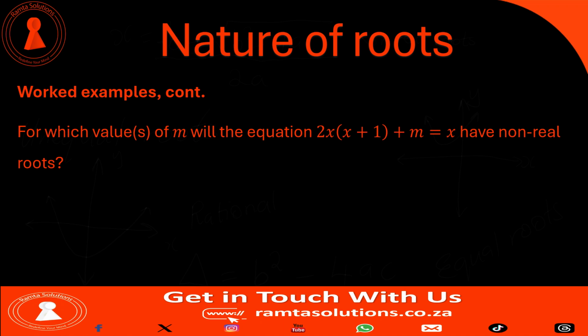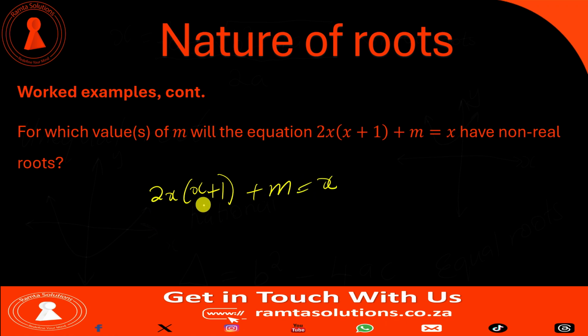For which value or values of m will the equation 2x times (x plus 1) plus m equals x have non-real roots? So first things first, we need to begin with 2x multiplied by (x plus 1) plus m is equal to x.